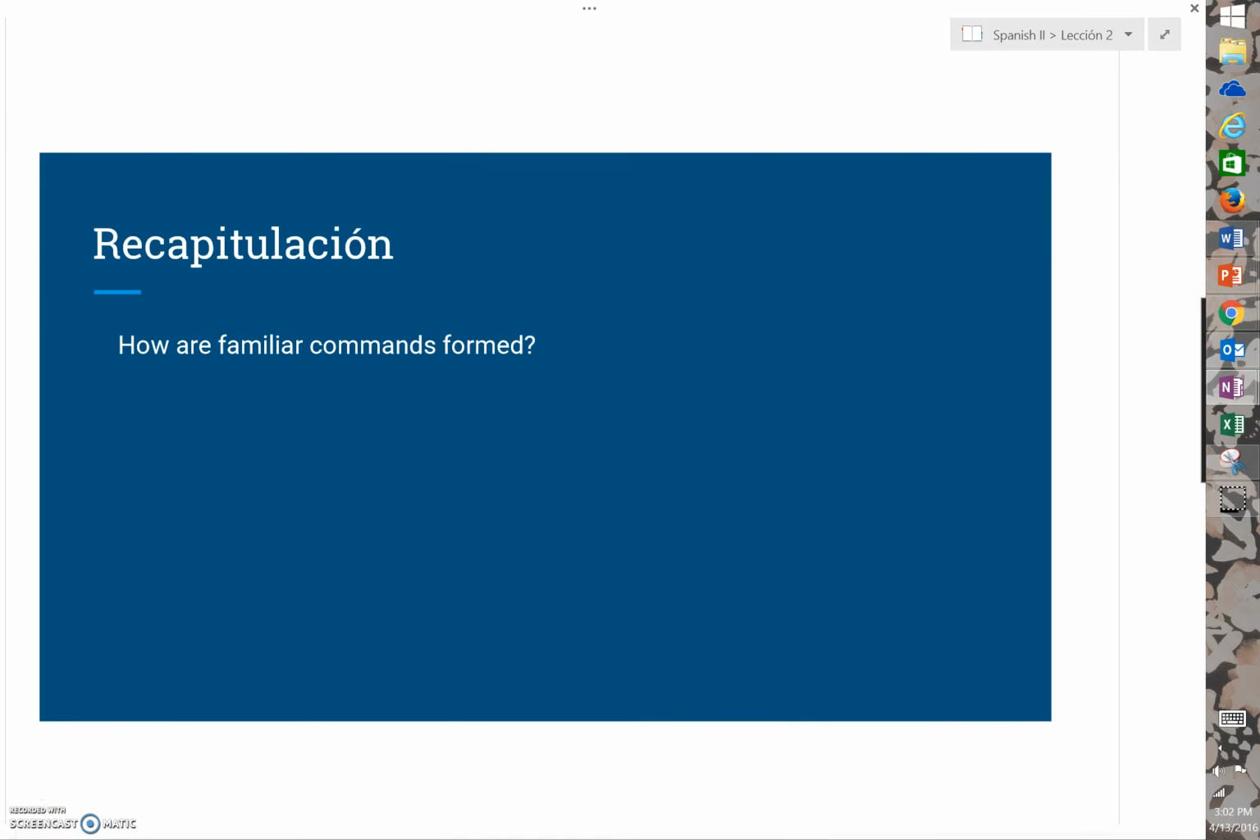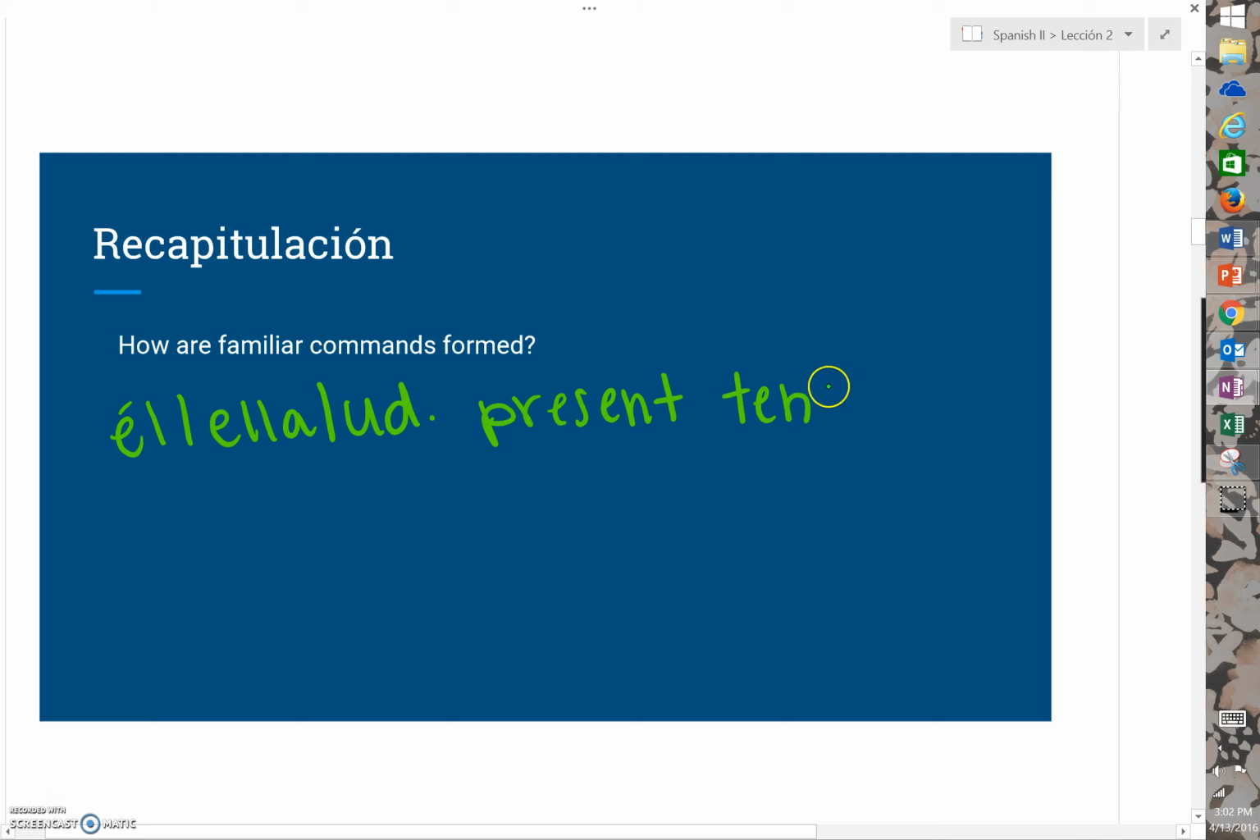How are familiar commands formed? How do we form affirmative tú commands? Remember, all we do is take the él, ella, usted form of the present tense. Don't forget, there are still irregular verbs that we have to take into consideration. The irregular verbs are ten, ven, pon, sal, di, sé, ve, haz.